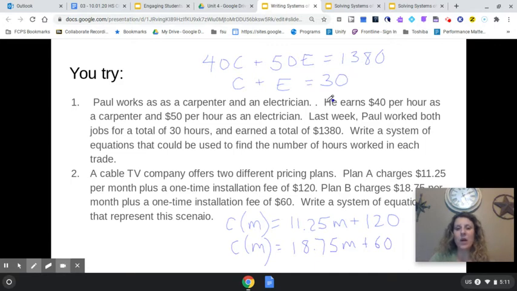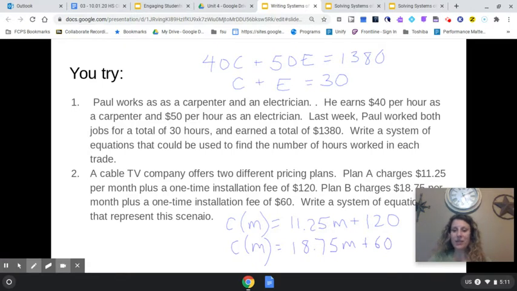Okay, so number one was in standard form. Number two is in slope-intercept form, and I did write these in function notation. So the charge for a particular amount of months is equal to $11.25 times the number of months plus $120. And the charge for a particular amount of months is equal to $18.75 times the number of months plus $60. So the first equation is representing plan A, and the second equation is representing plan B.